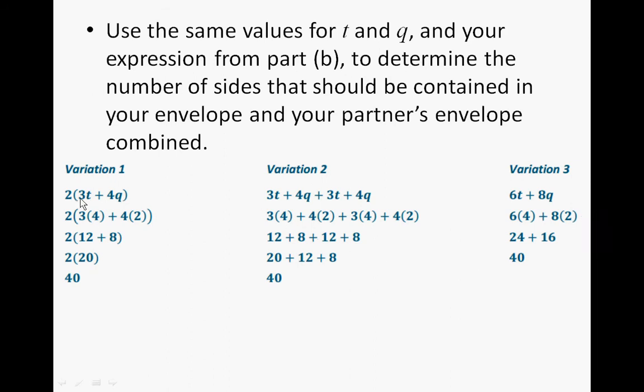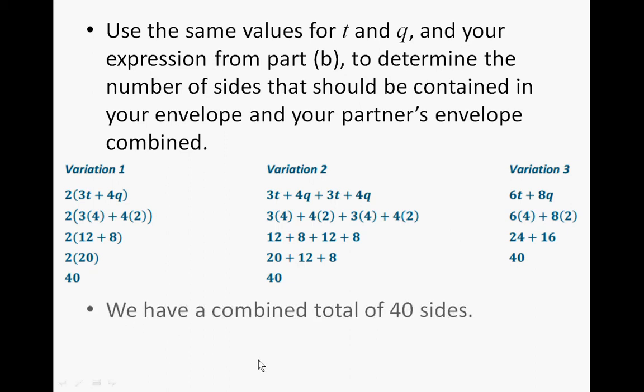But again, we always start with the original expression. Then our second step is substituting our values in for our variables. And then after that is just using the order of operations to get to a single value. In this case, it is 40. So we have a combined total of 40 sides.